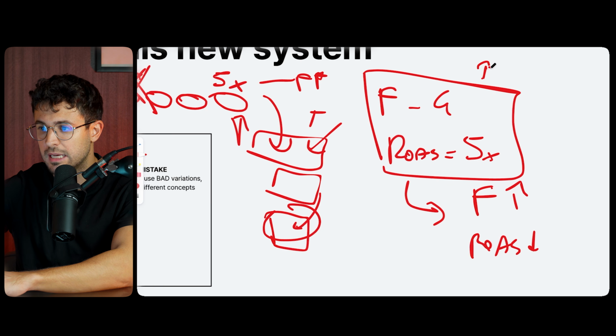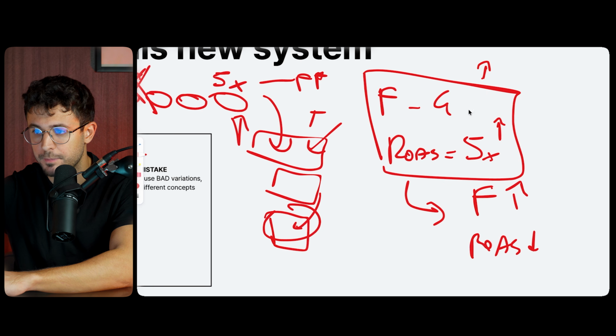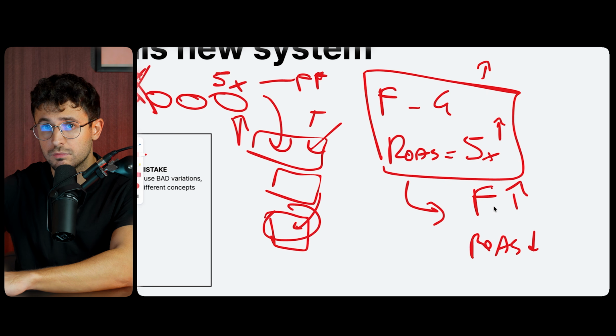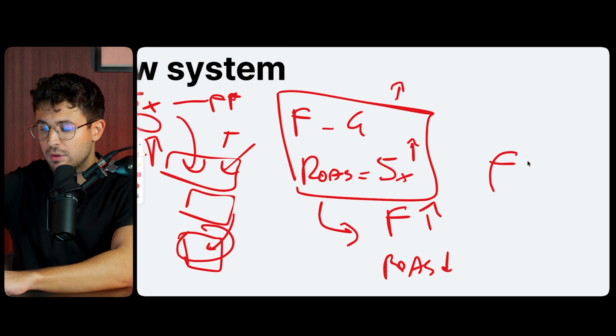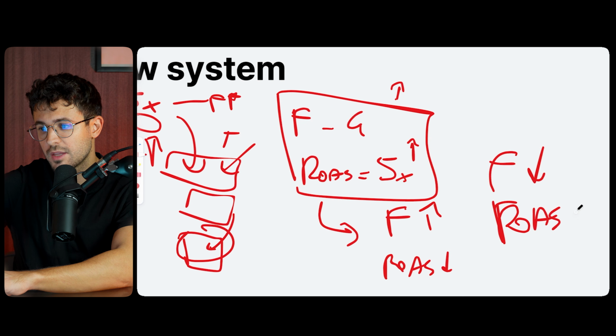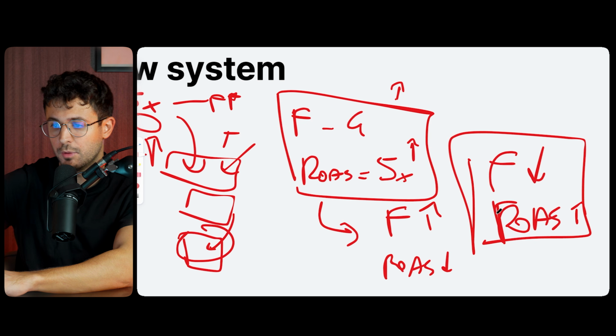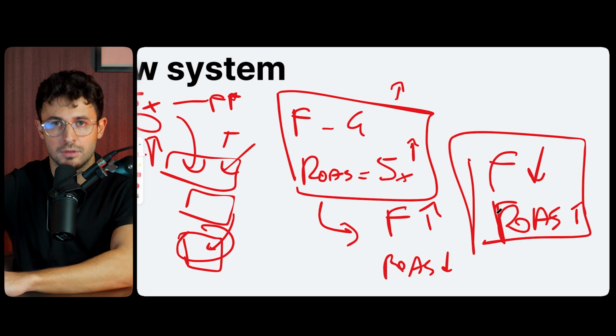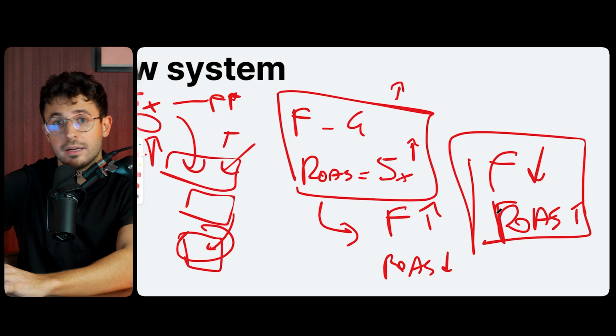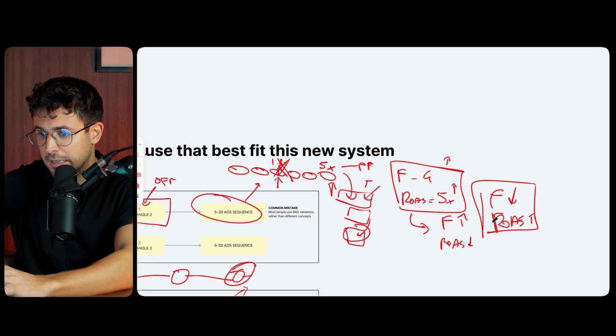So frequency goes up, ROAS should go up, right? But in reality, what you want to do, your end goal, is technically to have the frequency go down and to have the ROAS go up, okay? Because this is how you make the ads long-term sustainable. And this is also how to avoid hitting creative fatigue.